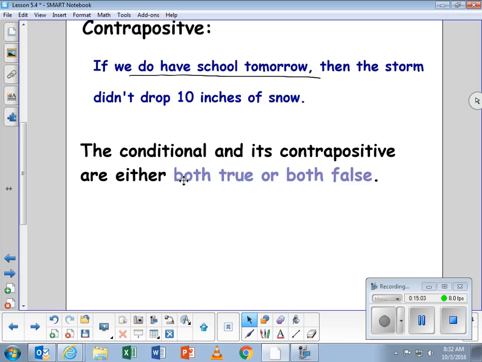If we just simply said they're either true or false, then that kind of implies one could be true and the other one could be false. And that's not the case. In a conditional and its contrapositive, either both of them are true or both of them are false. They have to have the same truth value. Okay? A conditional and its contrapositive have to have the same truth value.